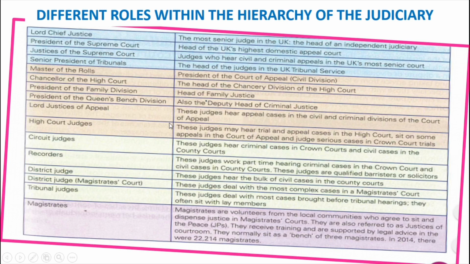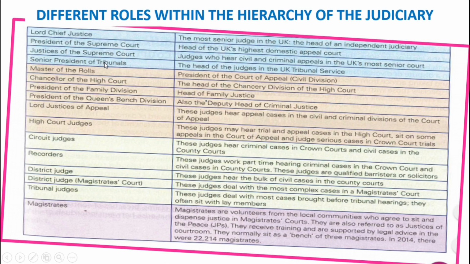High Court judges will usually sit in the High Court or may sit on some appeals in the Court of Appeal. Often they will judge serious cases in Crown Court trials. Lord Justice Appeals. These judges hear appeal cases in the civil and criminal divisions of the Court of Appeal. President of the Queen's Bench Division, President of the Family Division, Chancellor of the High Court, Master of the Rolls, all have different roles within different courts.